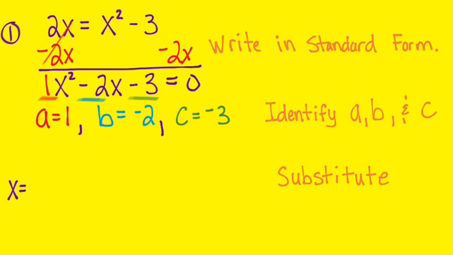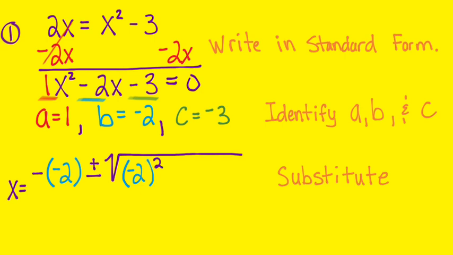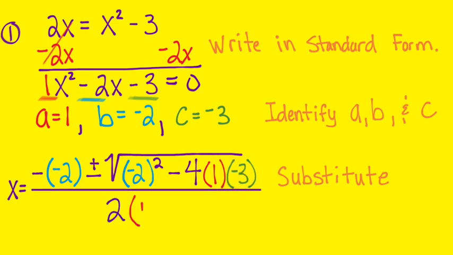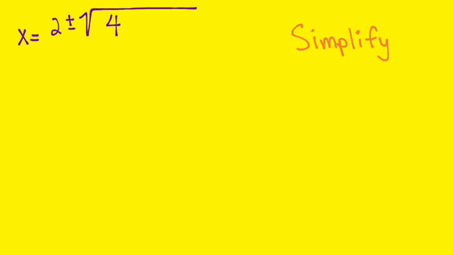So x equals negative b, which is negative negative 2, which ends up with positive 2, plus or minus the square root of negative 2 squared, minus 4 times a, which is 1, times c, which is negative 3, all over 2 times 1. So a negative negative 2 is just going to be a positive 2, plus or minus 4 minus a negative 12, which is going to be adding 12.